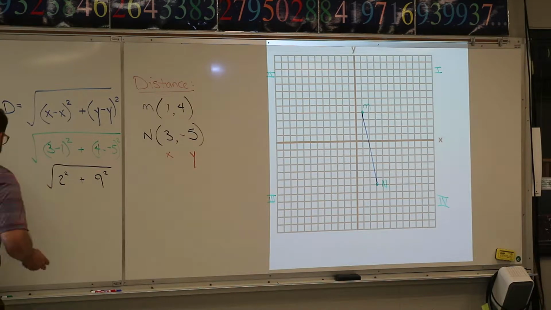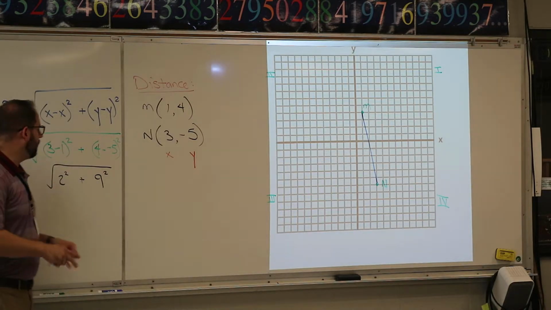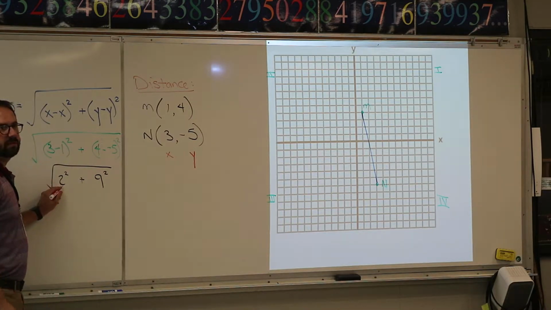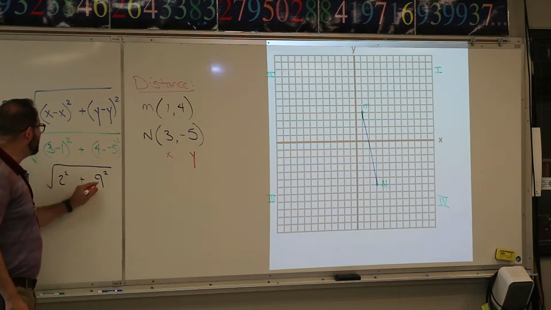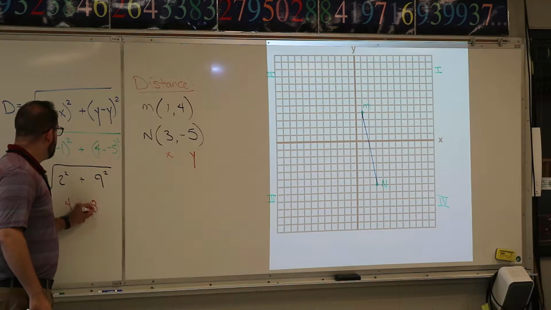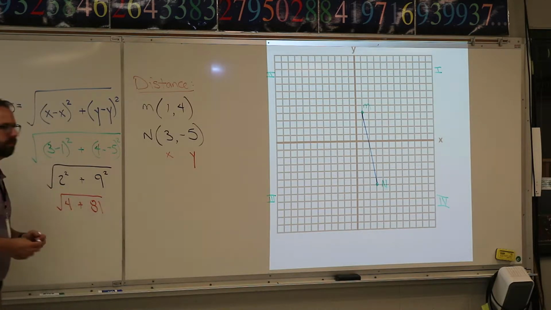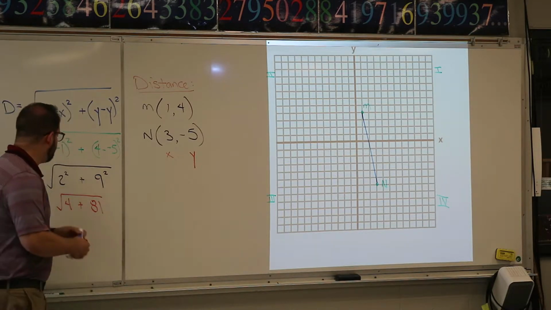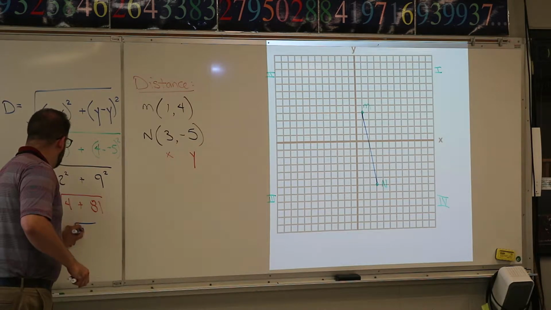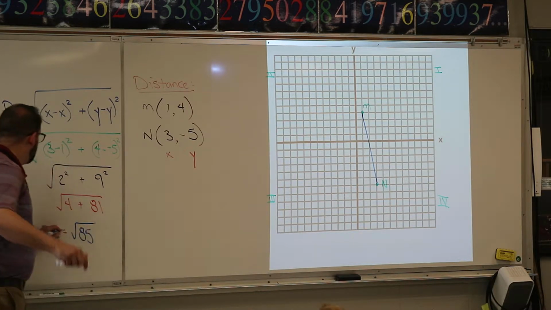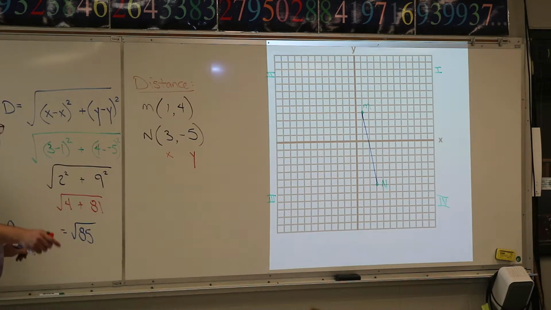2 squared, this is where you have to take the number times itself. So 2 times 2 is 4. 9 times 9 is 81. You're going to add those together, and that's the square root that you're typing in. So square root of 85 is 9.21954. Okay, there. We'll stop there.